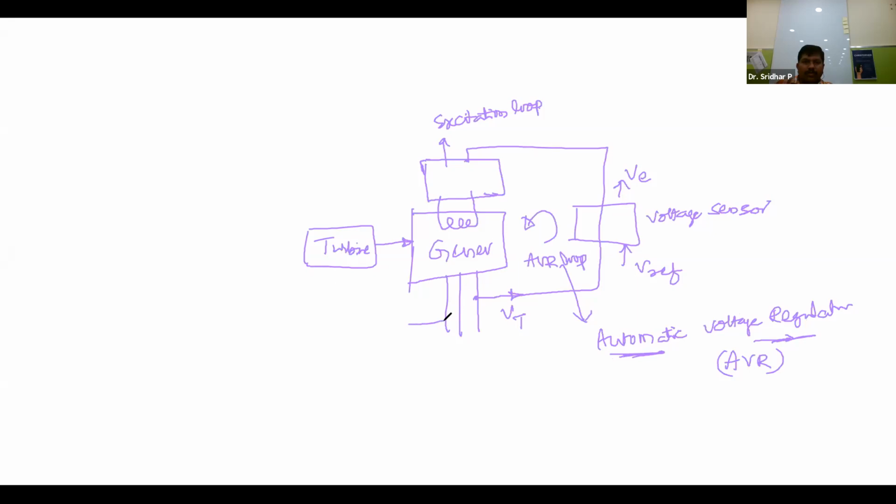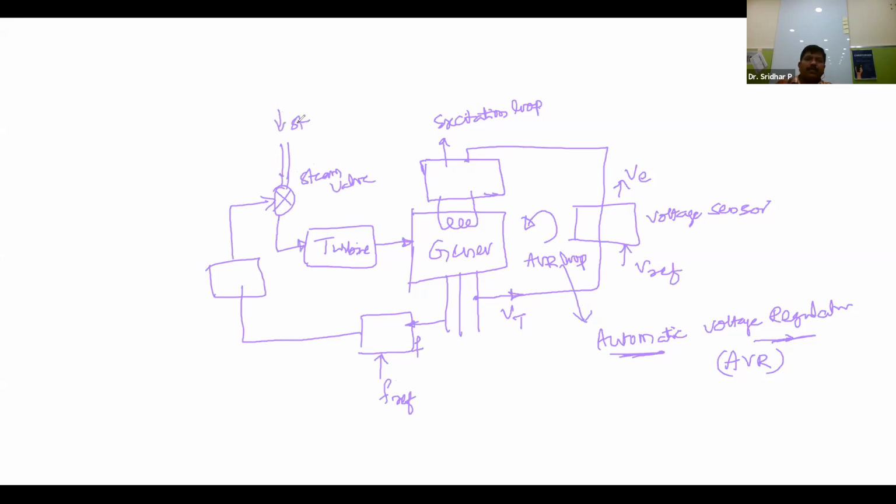Now, from here also we are going to take the actual frequency. This is the frequency sensor. This frequency is compared with a reference frequency. There is one more set here, and it will be given to the steam valve. This is the steam valve, and it will be given to the turbine. So this is the steam input. How much steam will be admitted into this system will be regulated by this valve.